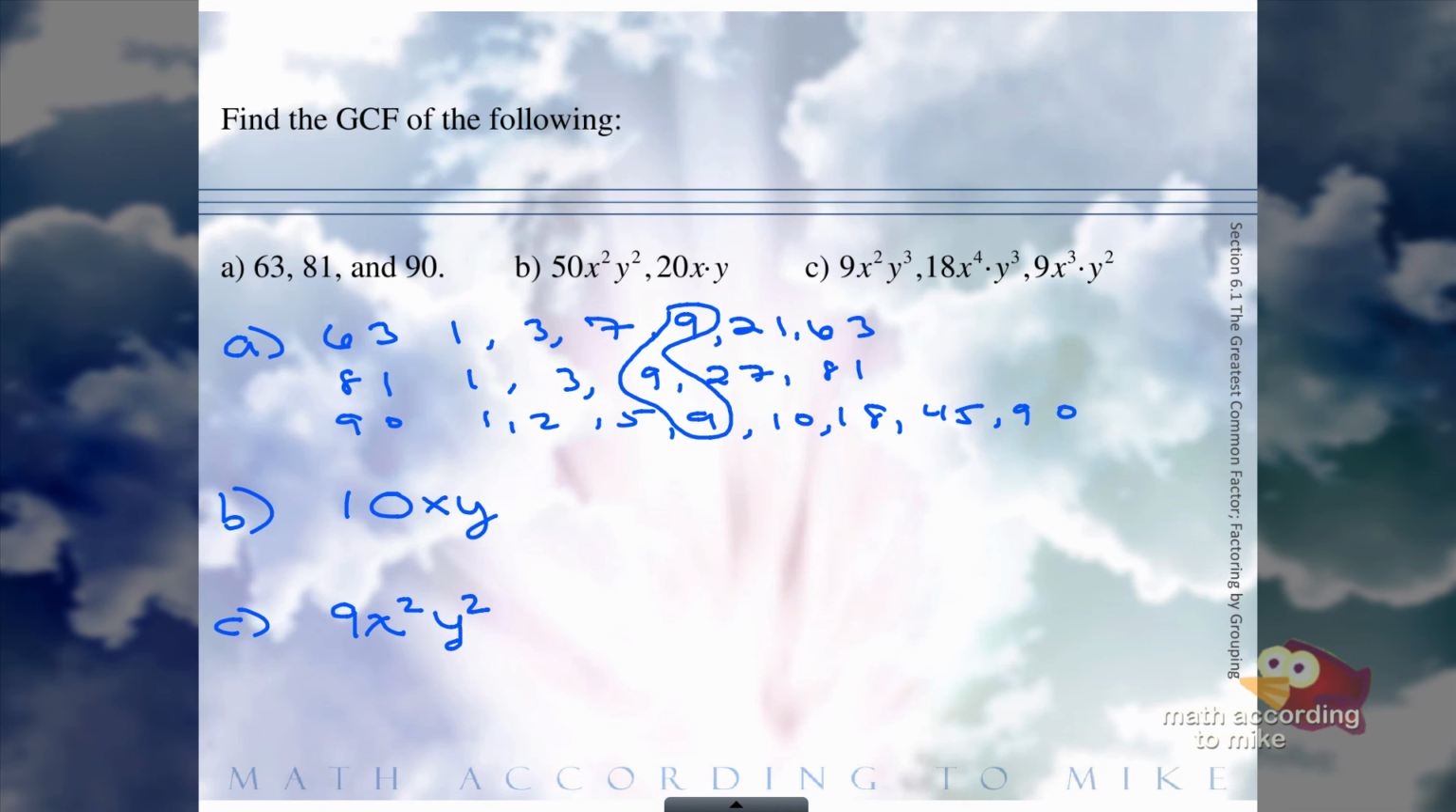The reason you have to take the smaller exponent is because if you took a larger one, then that larger one would not divide into a smaller one. So that's finding the GCF.